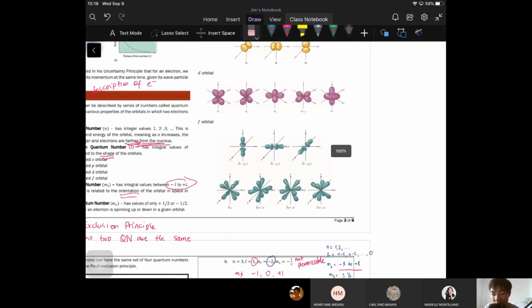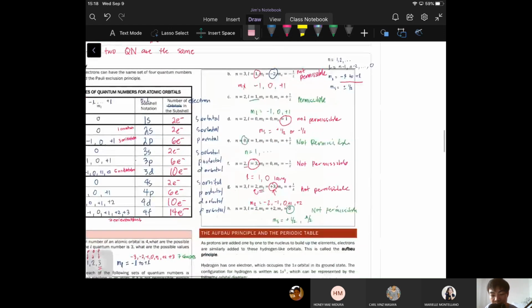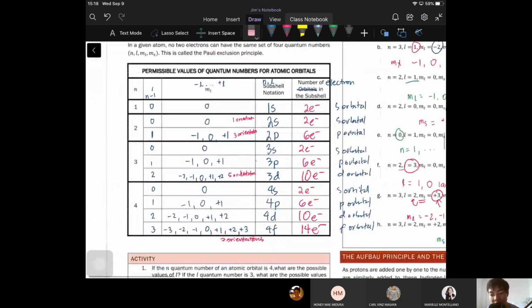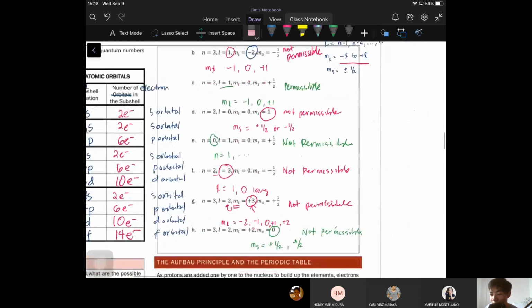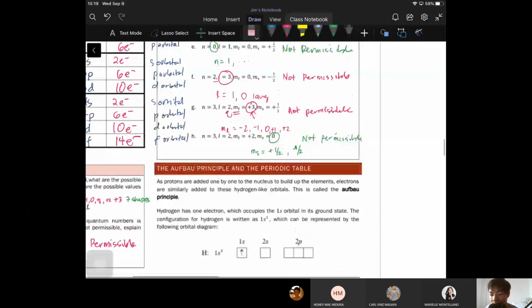Ayun. Then, anong sumunod na ginawa natin? In-identify lang natin yung mga permissible values. Just applying the rules. Yeah. So, send ko to mamaya sa GC natin. And chinek natin kung anong quantum numbers yung pwede at hindi pwede.